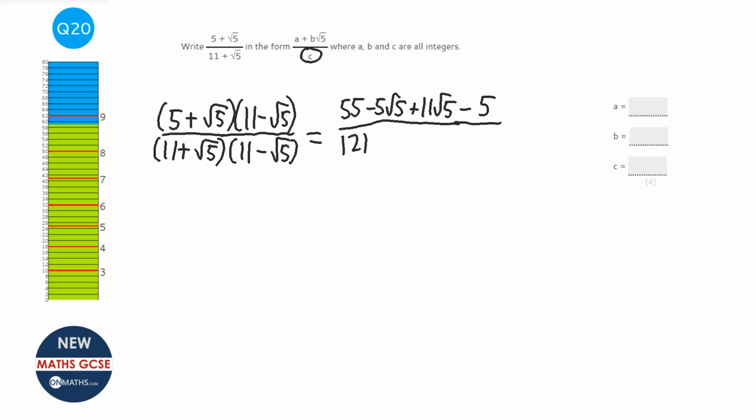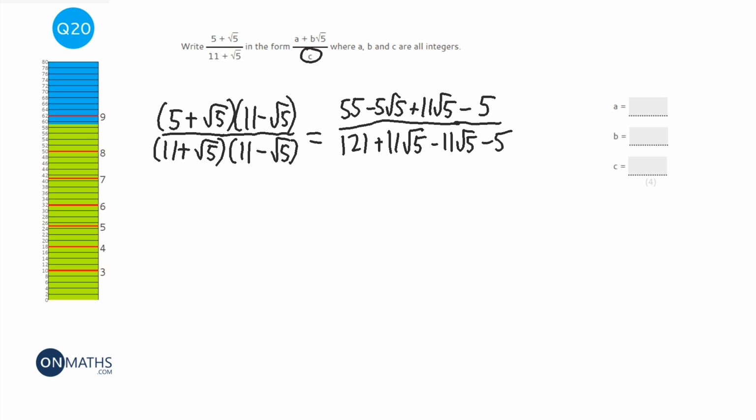We've got root 5 times 11, which is plus 11 root 5. Then we've got minus root 5 times 11, which is minus 11 root 5. And then we've got positive root 5 times negative root 5, which is minus 5. Okay, now you might see what happens at the bottom. The whole purpose for doing this is you end up with the surds cancelling each other out. So let's simplify the top.